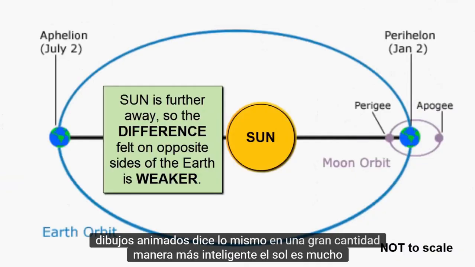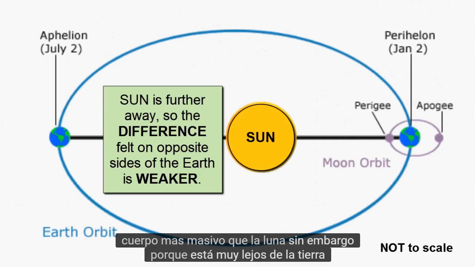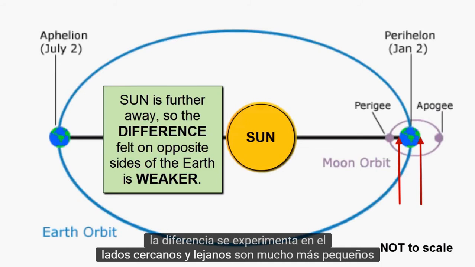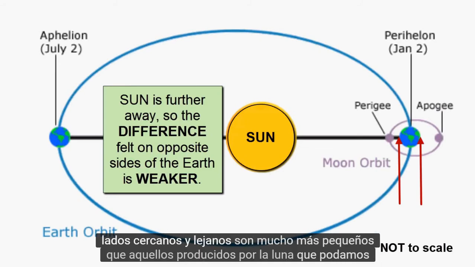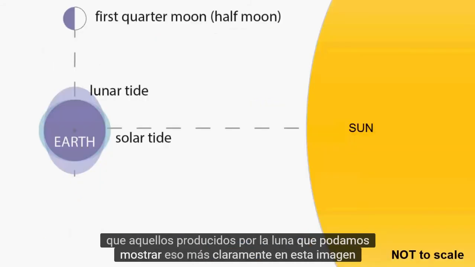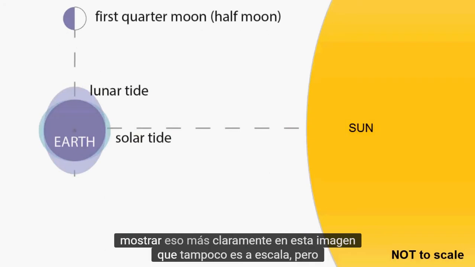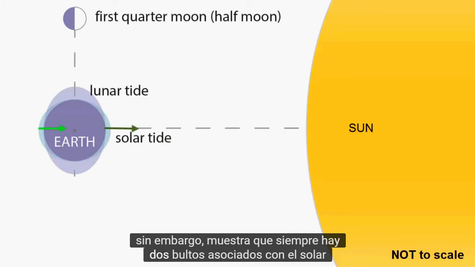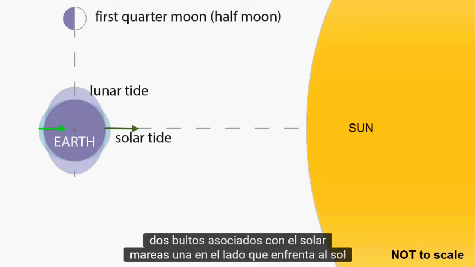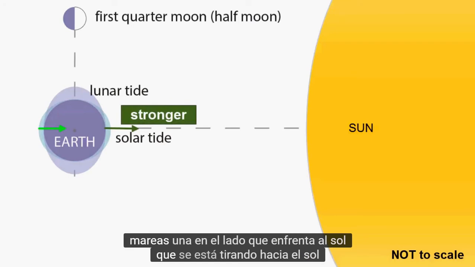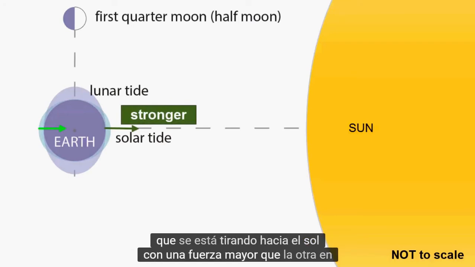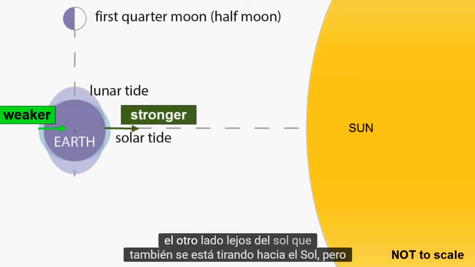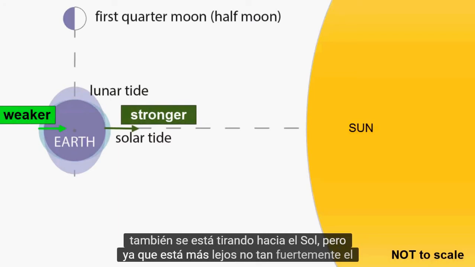The Sun is a much more massive body than the Moon. However, because it is so far away from the Earth, the differences experienced on the near and far sides are much, much smaller than those produced by the Moon. We can show that more clearly in this image, which is also not to scale, but nonetheless shows that there are always two bulges associated with the solar tides, one on the side facing the Sun, which is being pulled toward the Sun with a greater force than the other on the other side away from the Sun, which is also being pulled toward the Sun, but as it's further away, not as strongly.